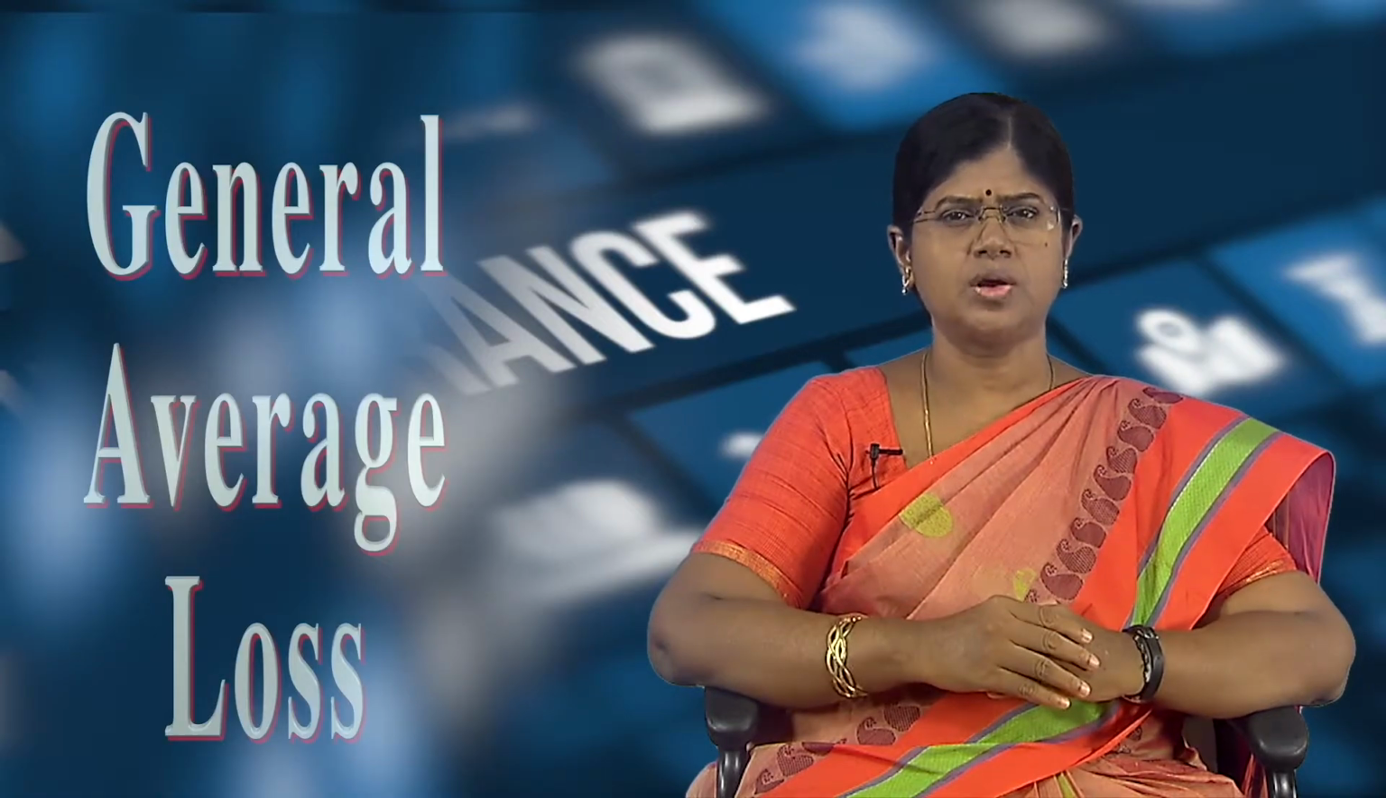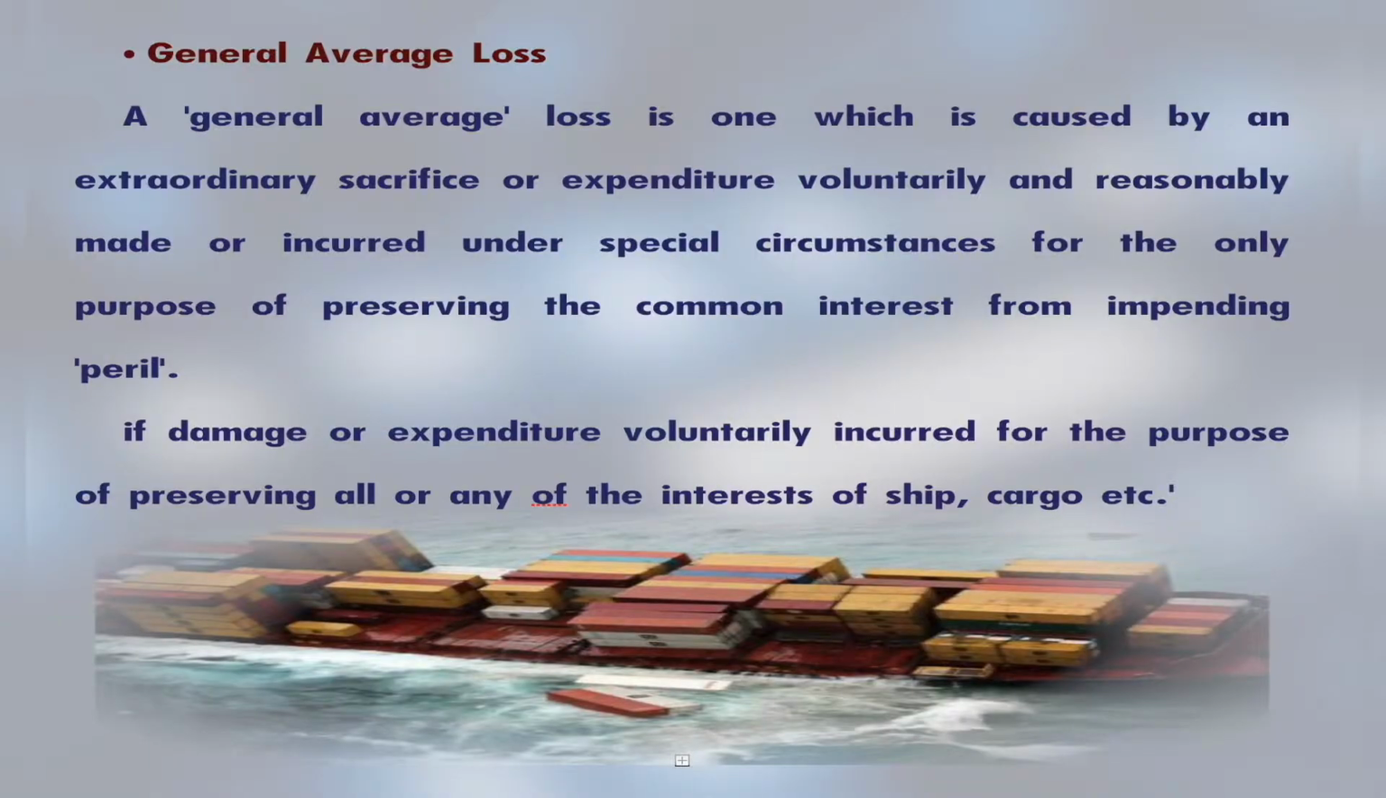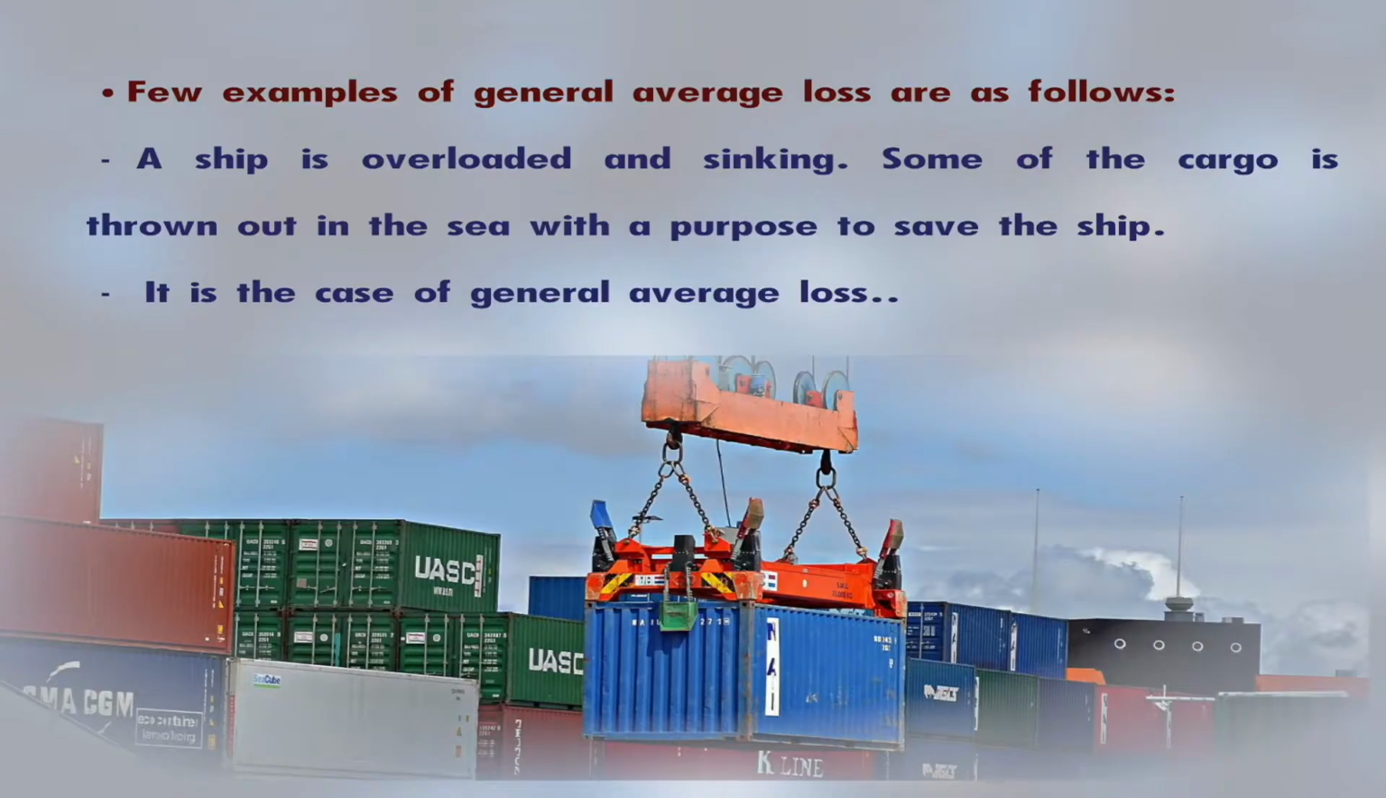Next, general average loss. A general average loss is one which is caused by an extraordinary sacrifice or expenditure voluntarily and reasonably made or incurred under special circumstances for the only purpose of preserving the common interest from impending peril. It is damage or expenditure voluntarily incurred for the purpose of preserving all or any of the interest of ship, cargo, etc. A few examples of general average loss are: a ship is overloaded and sinking. Some of the cargo is thrown out in the sea with a purpose to save the ship. It is a case of general average loss.